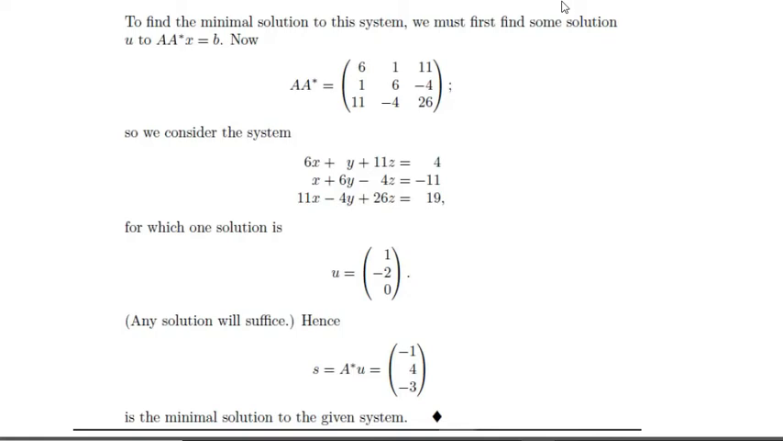You can compute A star, take the product of A and A star. Consider the system of equations, rewrite the system of equations from this, and find any one solution to this system of equations. You are writing this as u; you can find any solution. Now s equal to A star u will be your minimal solution to the given system.